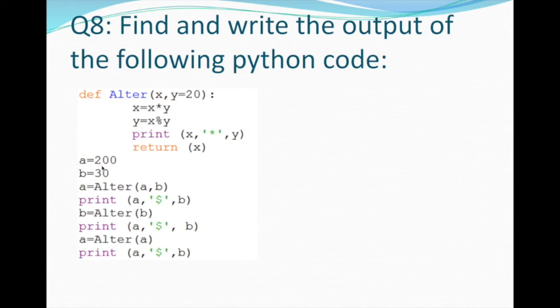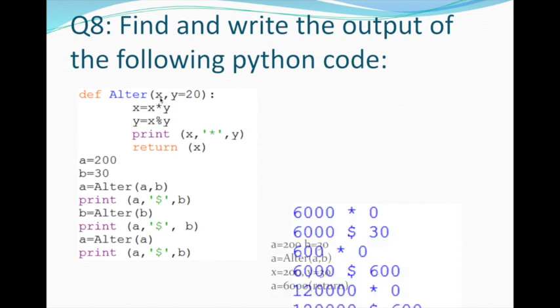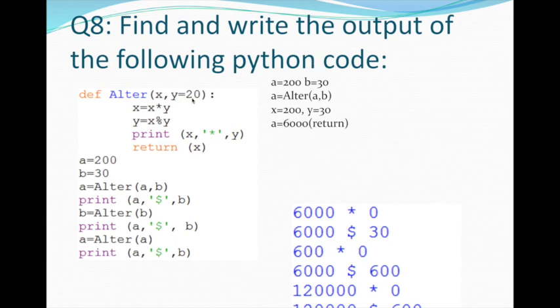So here a equal to 200 and b equal to 30. After executing these two statements, the next statement is a equal to alter(a, b). This is a function call. The value of a is 200 and the value of b is 30, so 200 and 30 are passed to the function definition. Here y is already assigned 20, but since we are passing a value, the passed value is considered. So x gets the value 200 and y gets the value 30.